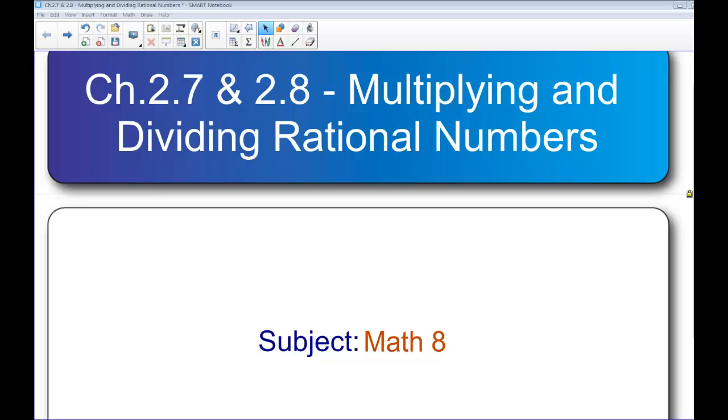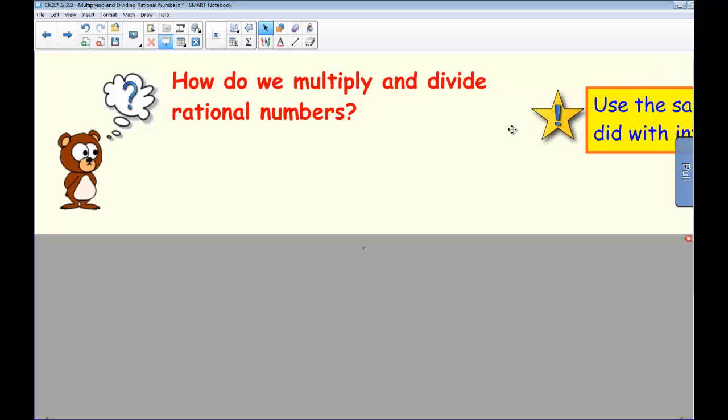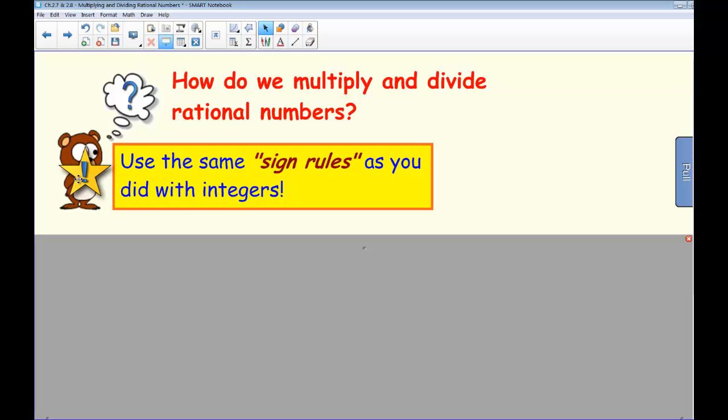Chapter 2.7 and 2.8, Multiplying and Dividing Rational Numbers. So how do we multiply and divide rational numbers? Well, in general, you would use the same sign rules as you did when you worked with integers.